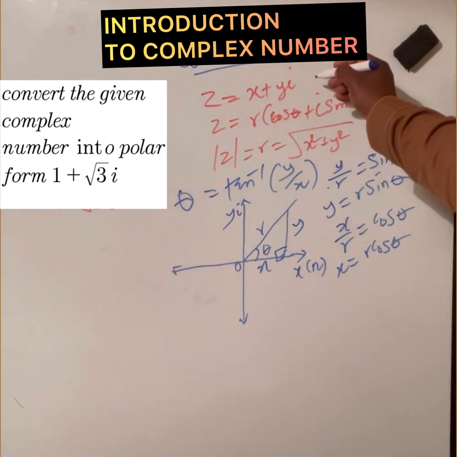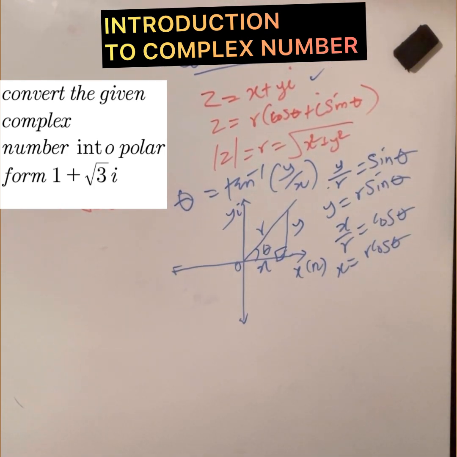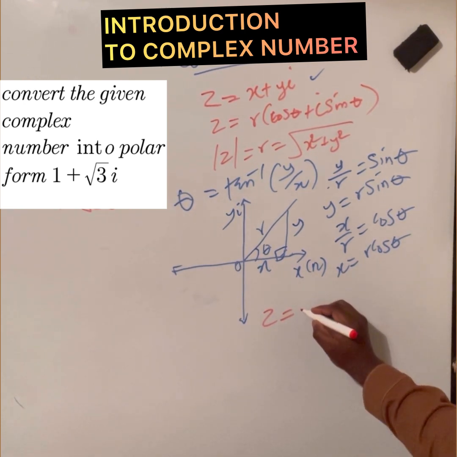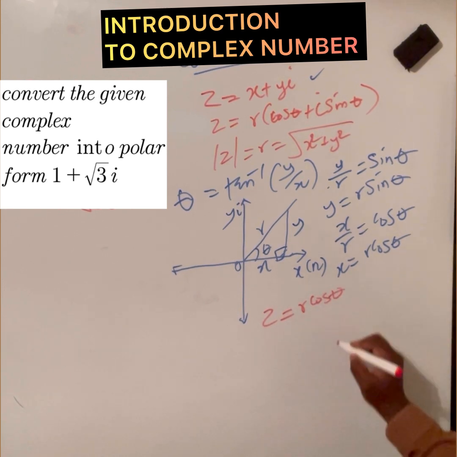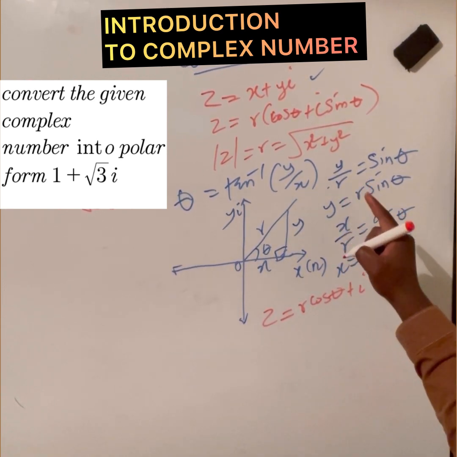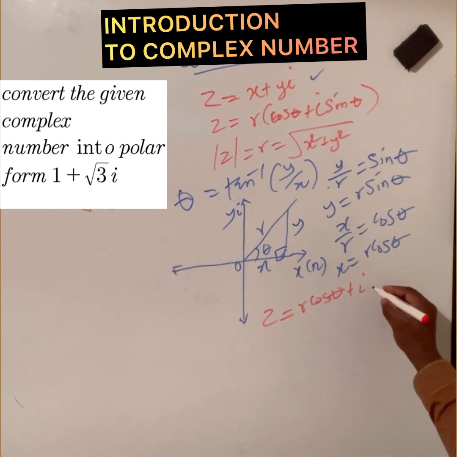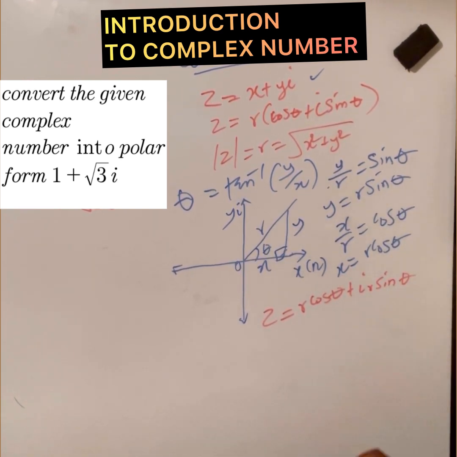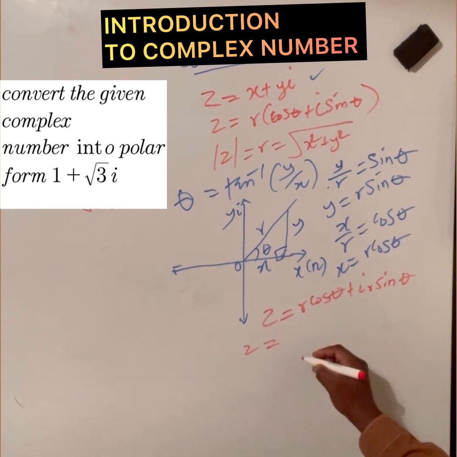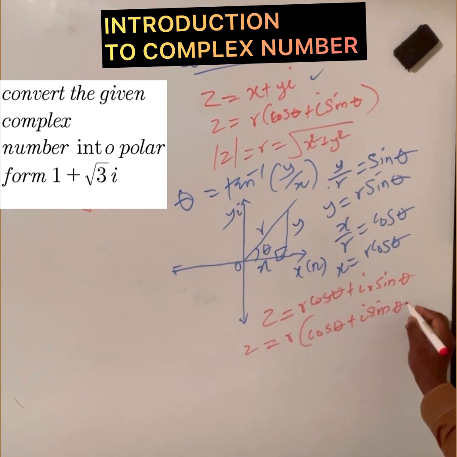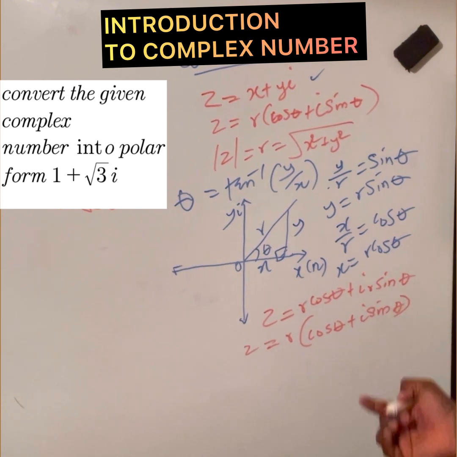Now, from the rectangular form, if you replace x with r cos theta, z is equal to r cos theta plus i. Remember that y is equal to r sine theta, and there is i already there, so it's i r sine theta. So z is equal to, factorizing r, r(cos theta plus i sine theta). So you can see how the polar form is derived.